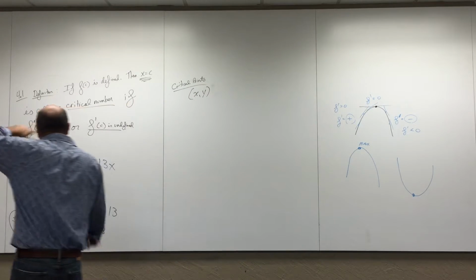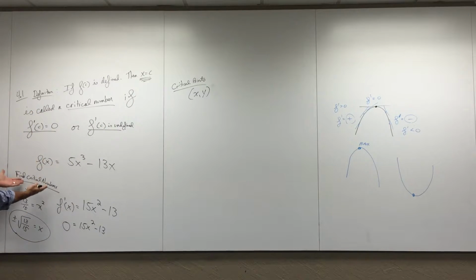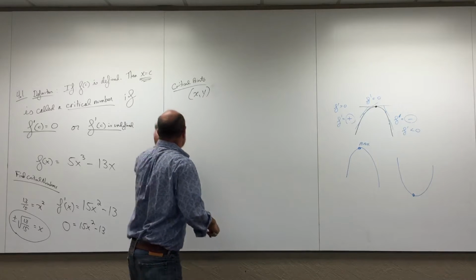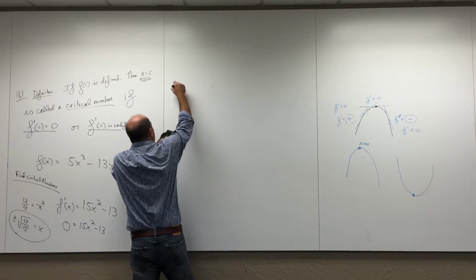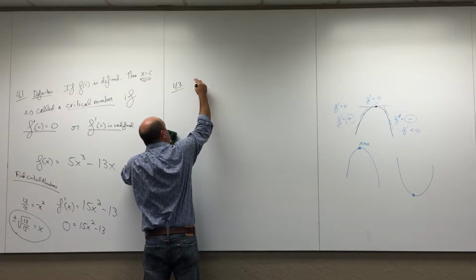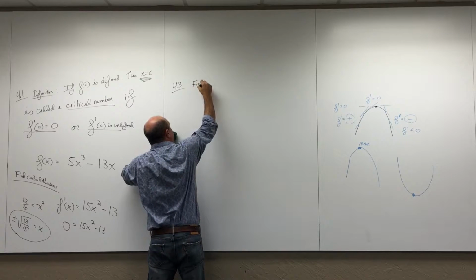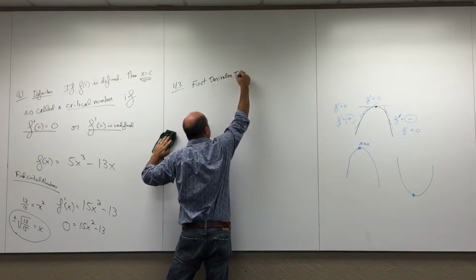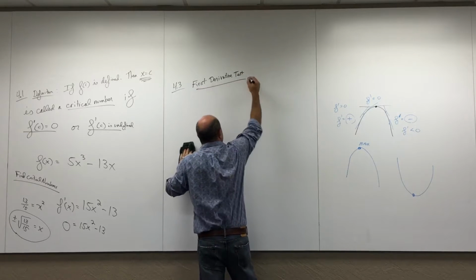I found these critical numbers, and they're good candidates to be mins and maxes. And I'm trying to decide, how do I know if they're a min or a max? Well, I'm taking you into 4.3 now. And in 4.3, I'm going to teach you what's called the first derivative test.